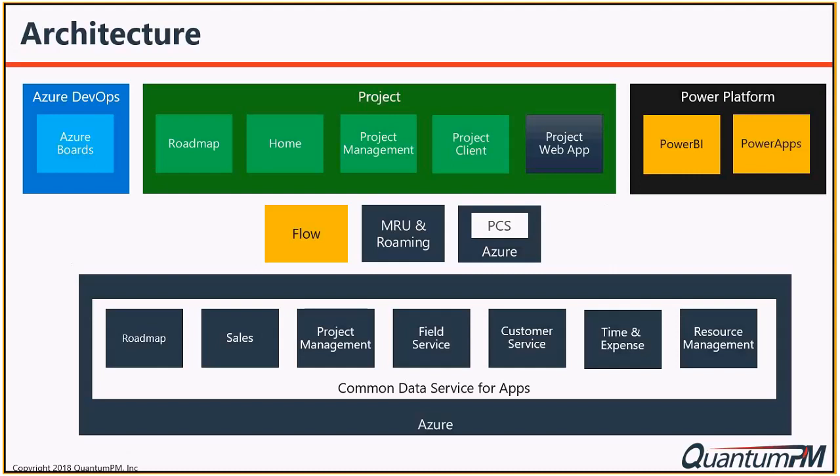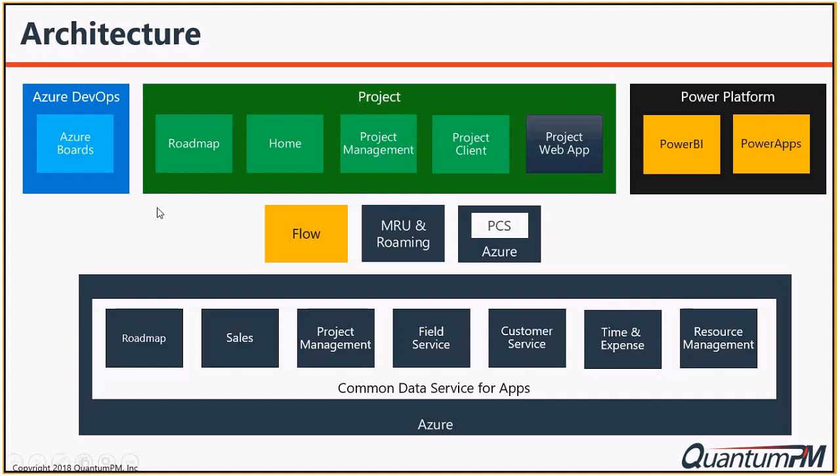Here's what the architecture is going to look like, which is a little bit different. It's all going to be on the Common Data Service for applications, and it's all going to be Azure based. You'll have roadmap, sales, project management, field service, customer service, time and expense, and then the resource manager. This is what you would call Dynamics. For project, you'll have roadmap, home, project management, client, project, and then the Project Web Access web apps, which will be the web-based focus of it.